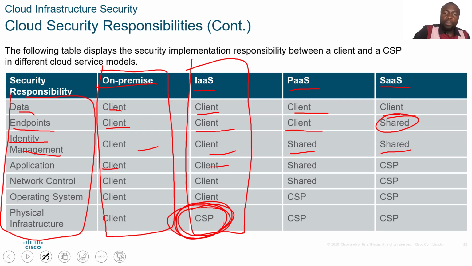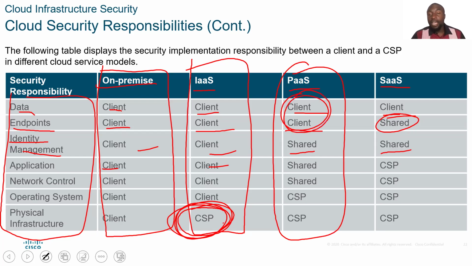Now, when it comes to platform as a service, it's only these two that are the job of the client, which is data and the endpoints. But you see, these ones are shared. We're talking about identity management, application, and network control. They are shared. But the operating system and the infrastructure are managed by the service provider.